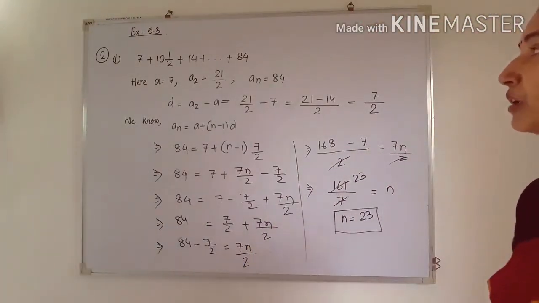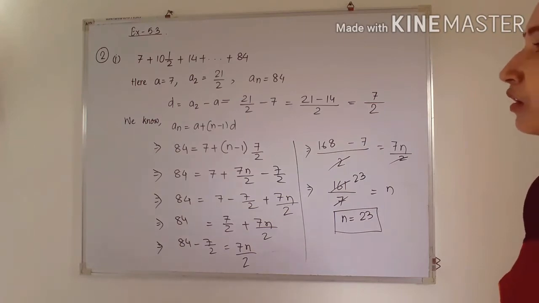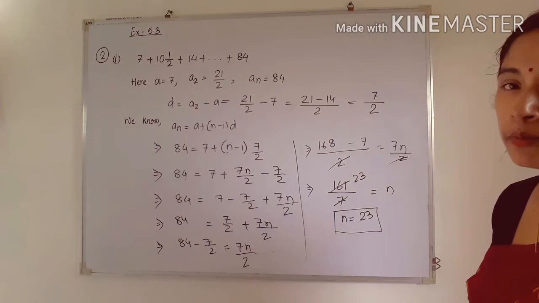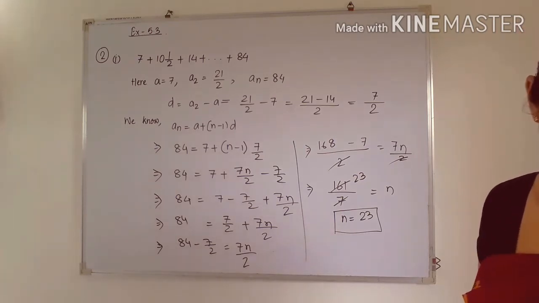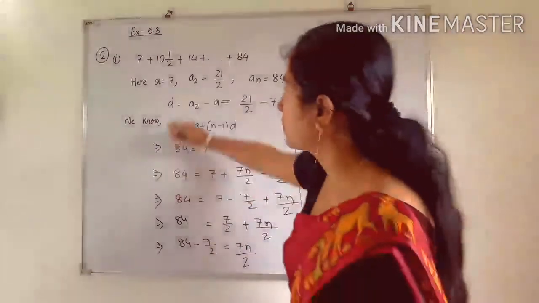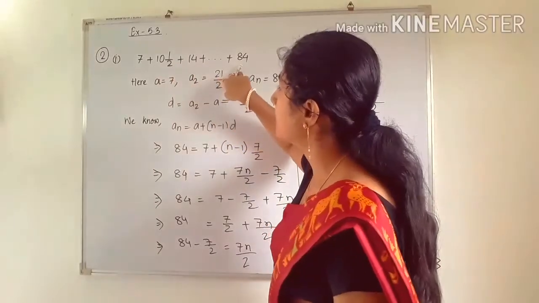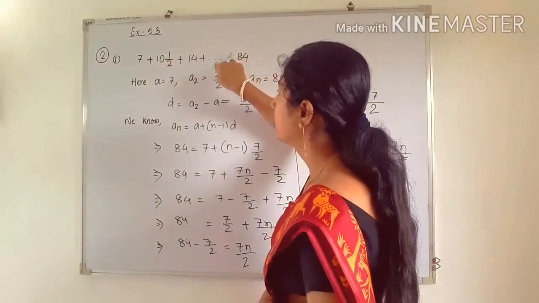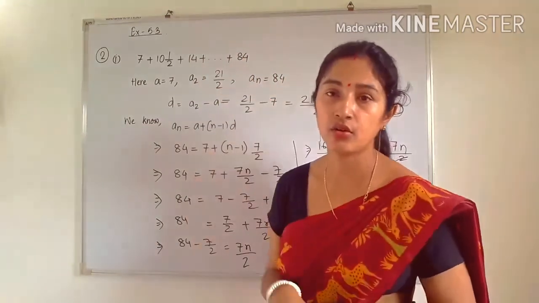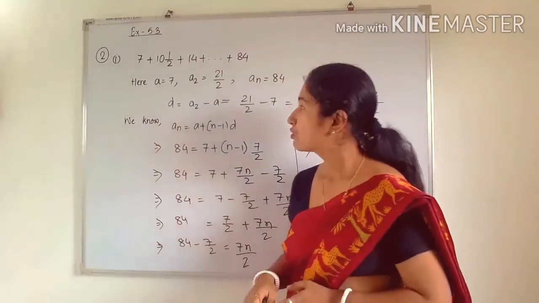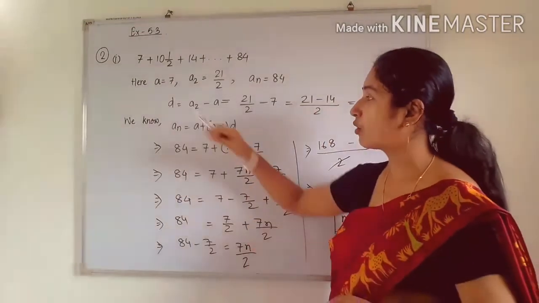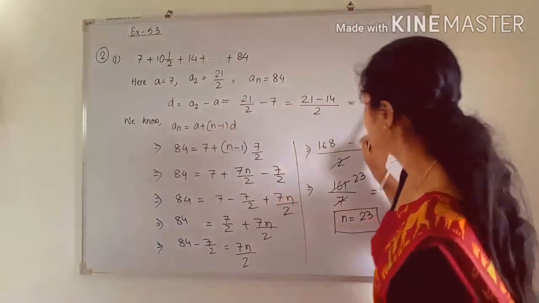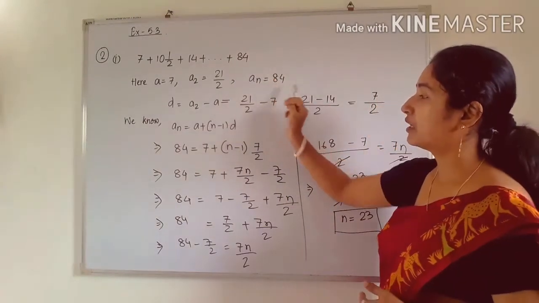Next, question number 2. Here, see, the terms are given and you have to find the sum. Why do you have to find the sum? Because the plus symbol is there, that means you have to find the sum. The first term is given, the last term is given, but we don't know how many terms there are. That means n is not given. So first of all we will find the common difference, which will be the second term minus the first term, and we have the last term 84.